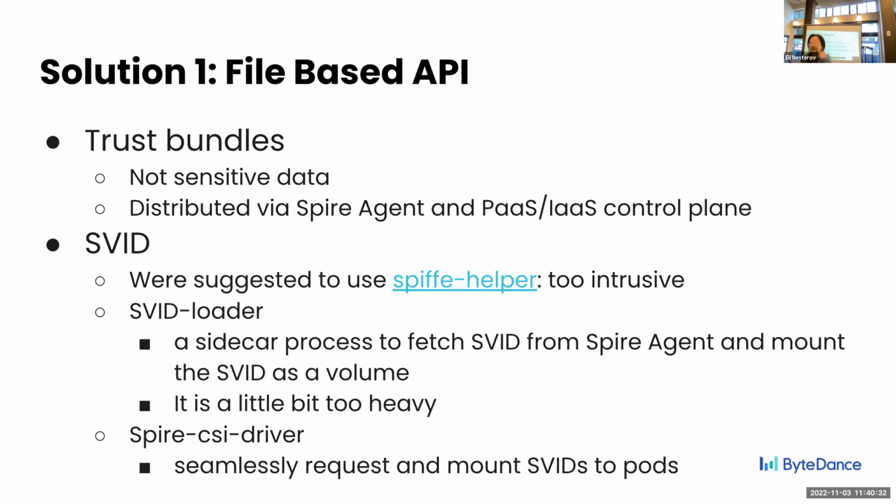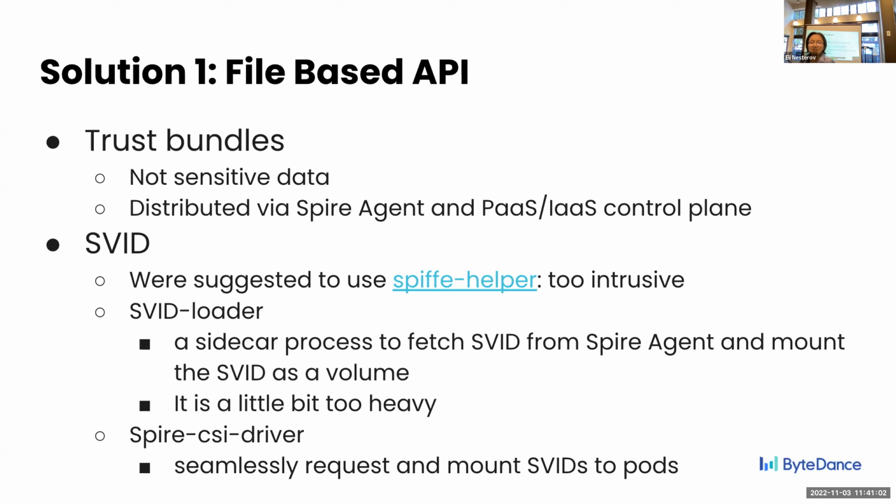So therefore, we developed two solutions. I will explain the first one first. The first one is the file-based API. The idea is simple. We just ask the ZTI agents or the fast control plane to inject the trust bundles onto the pods. So if you want to verify the token, you can just read the local trust bundle and do the verification. This trust bundle is not sensitive data, so we feel there's no risk there.